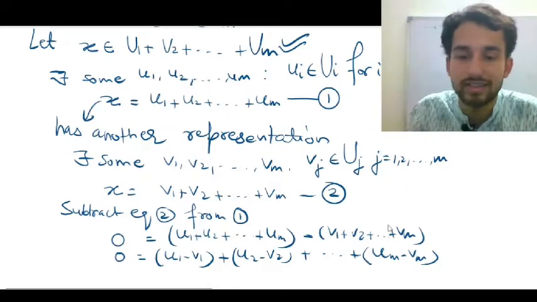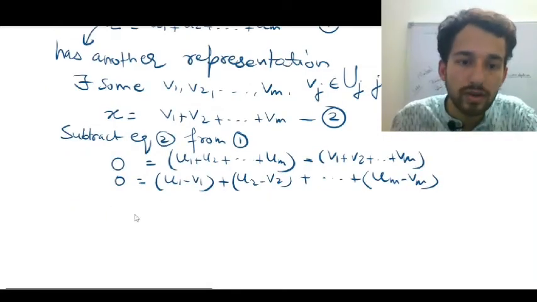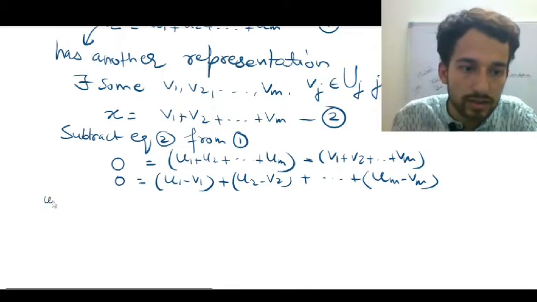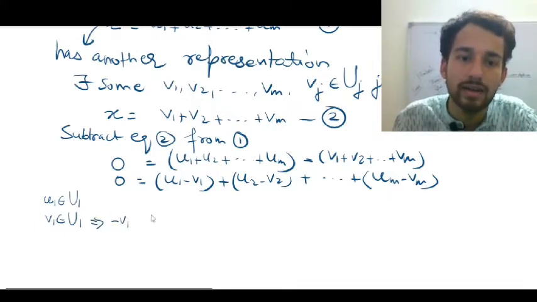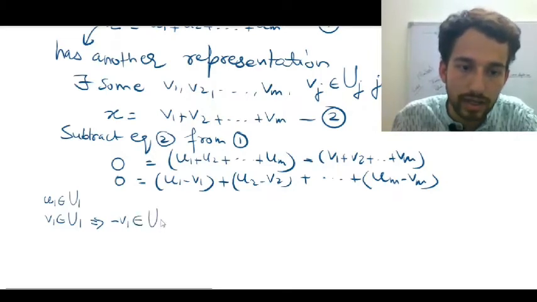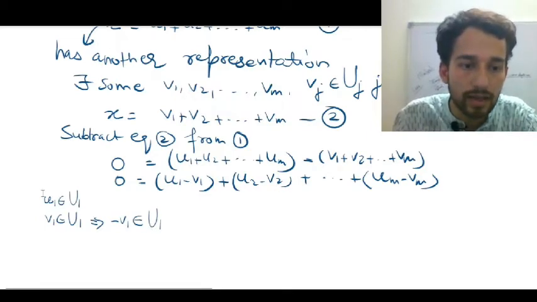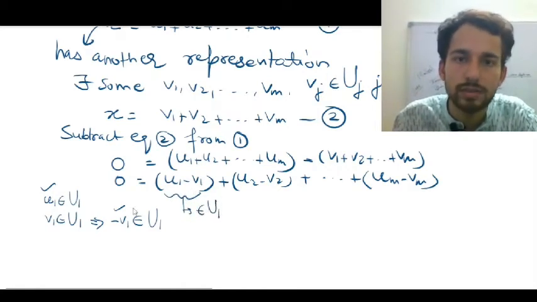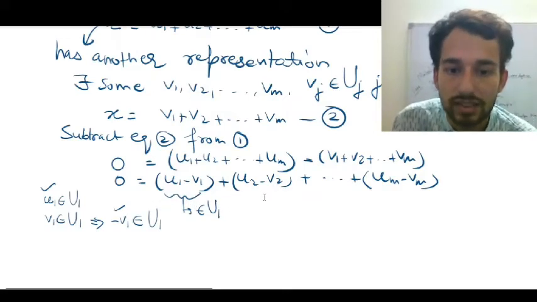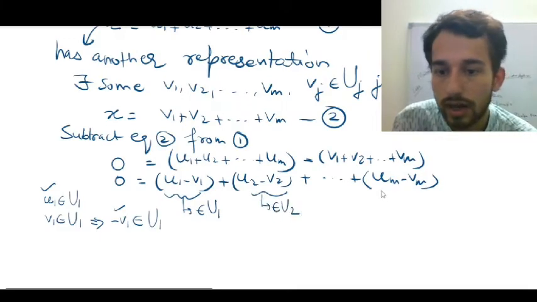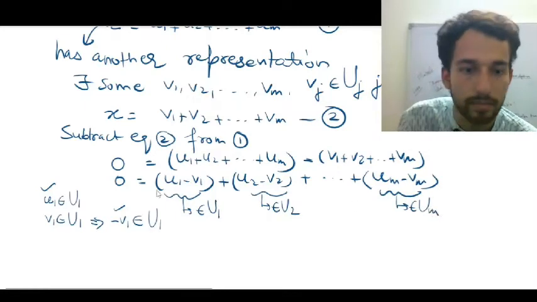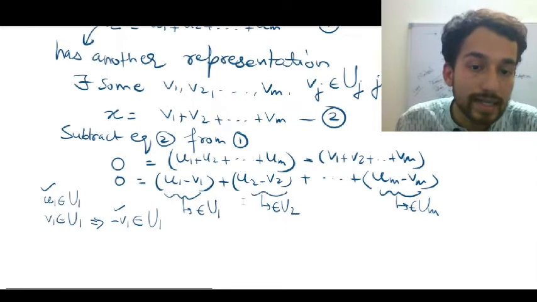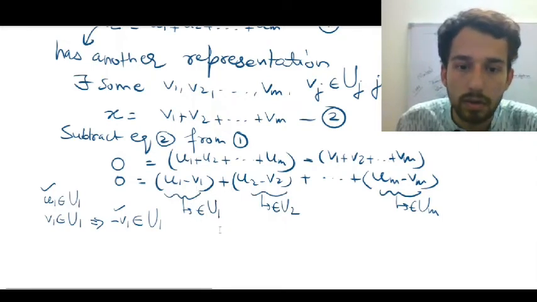Now try to observe something; there's an easy observation. Since we know that u1 is an element of capital U1, v1 is also an element of capital U1. Since U1 is a subspace, this implies that minus v1, if you multiply v1 by the scalar minus 1, again belongs to capital U1 because U1 preserves scalar multiplication. Then if I add these two, this element again belongs to capital U1 because U1 is a subspace, so it preserves addition of two vectors in it. Likewise, this one belongs to U2 and this belongs to Um.